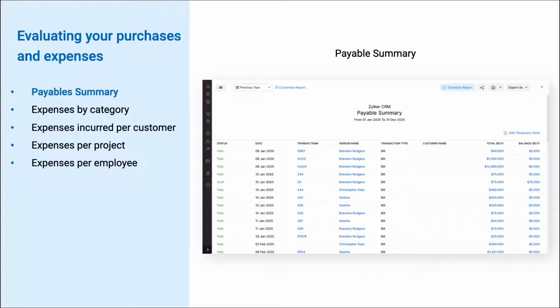Moving on to the next set of reports on purchases and expenses. To sell a product, you first need to purchase it from your vendor. You also might need to incur some expenses with respect to the execution of your sale or purchase.